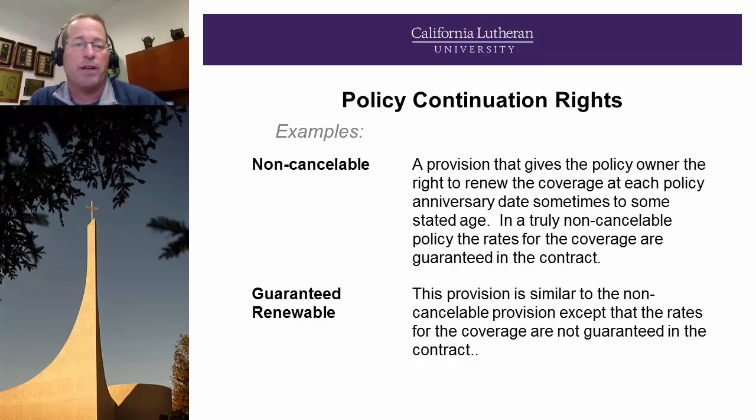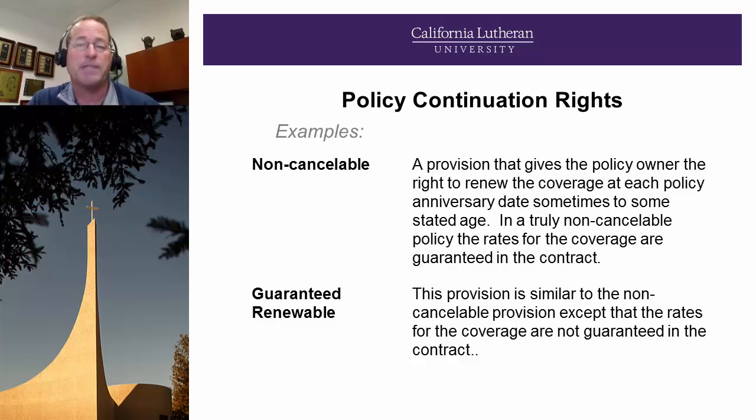Policy continuation rights. Some examples: non-cancelable policies. A provision that gives the policy owner the right to renew the coverage at each policy anniversary date, sometimes at some stated age. For example, term life to age 70. It can be renewed every single year until you hit age 70. In a truly non-cancelable policy, the rates for coverage are guaranteed in the contract.